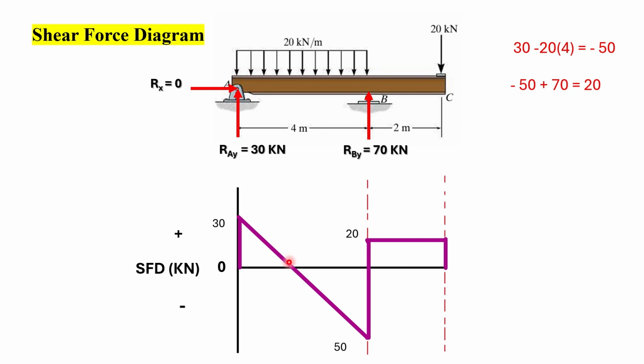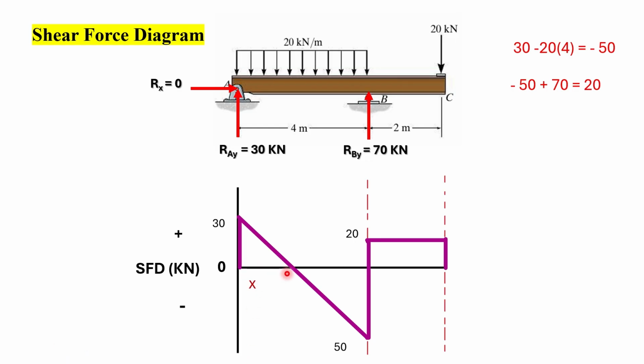Here you can see that this is a point where the shear force value is 0. So how will we calculate this point? We can easily find this point by a similar triangle technique. Here this point is very important. At this point the bending moment will be maximum. So remember this. We will be finding this distance and this distance by using the similar triangle technique.